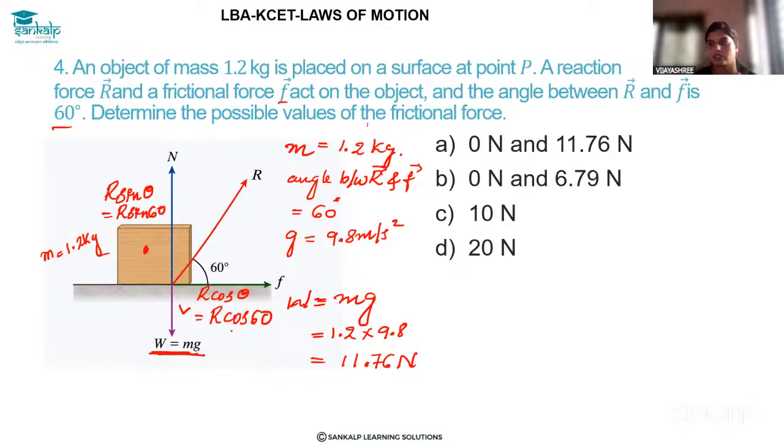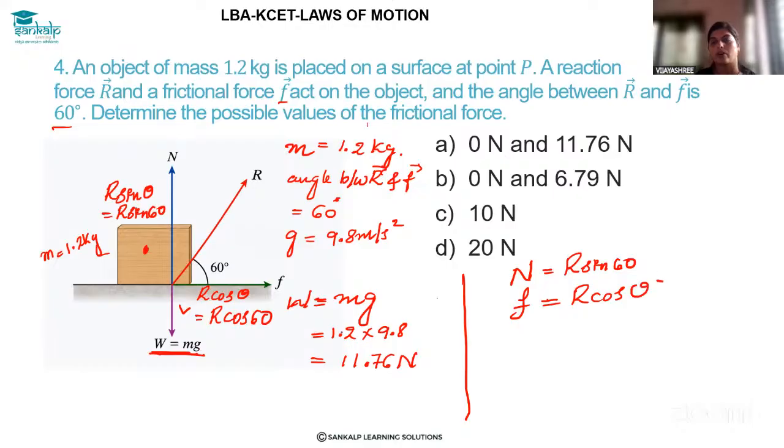Okay, so I will write here. The vertical component N is equal to R sin 60, where sin 60 is √3/2, we will see that later. The horizontal frictional force F is equal to R cos 60. The horizontal component F is equal to R cos 60. It should be 60 degree.